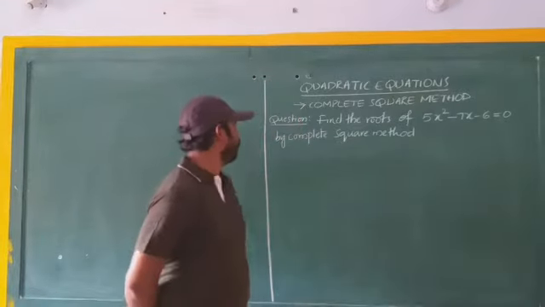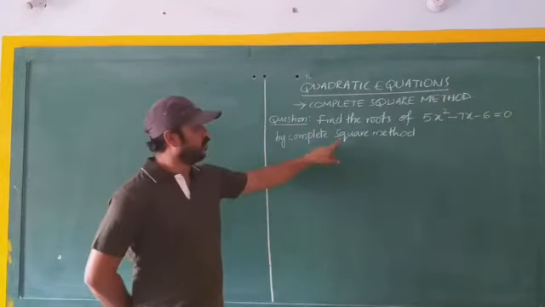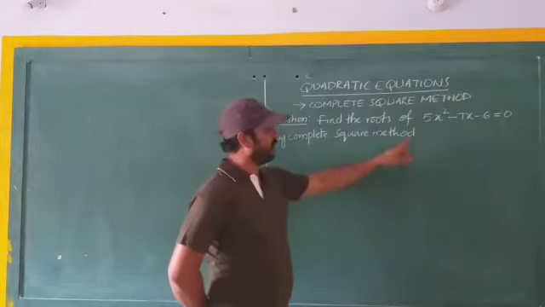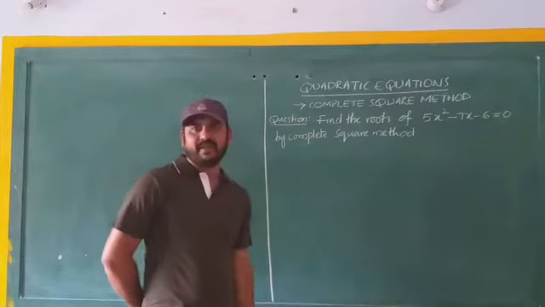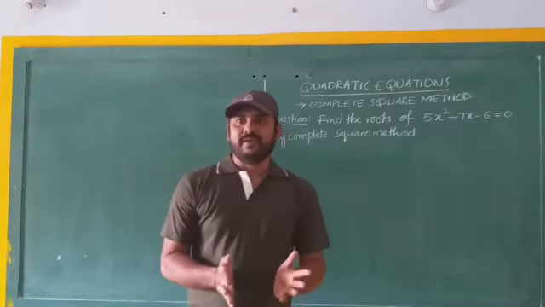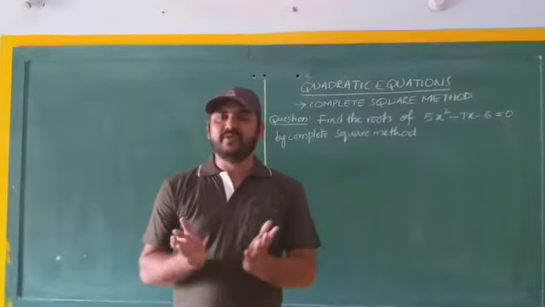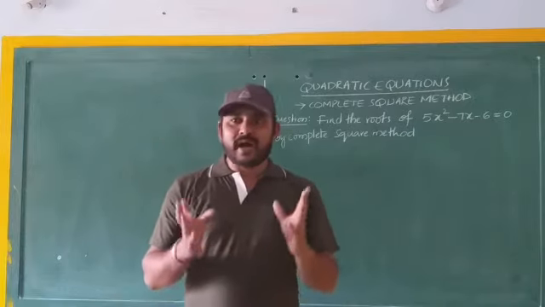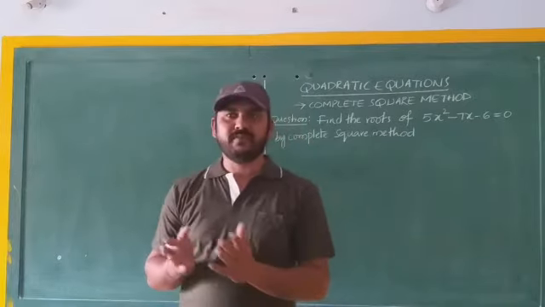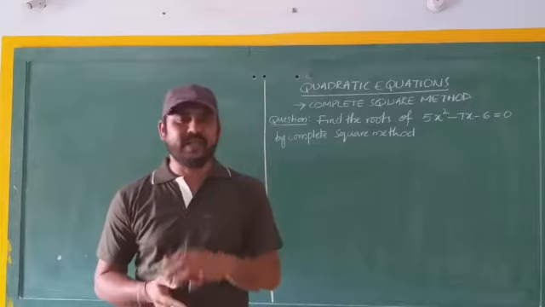One question is here. Find the roots of 5x square minus 7x minus 6 equal to 0 by completing square method. To solve this quadratic equation by using the completing square method, you need to have an idea about algebraic identity 1 and algebraic identity 2, which you have learned in the 9th class.